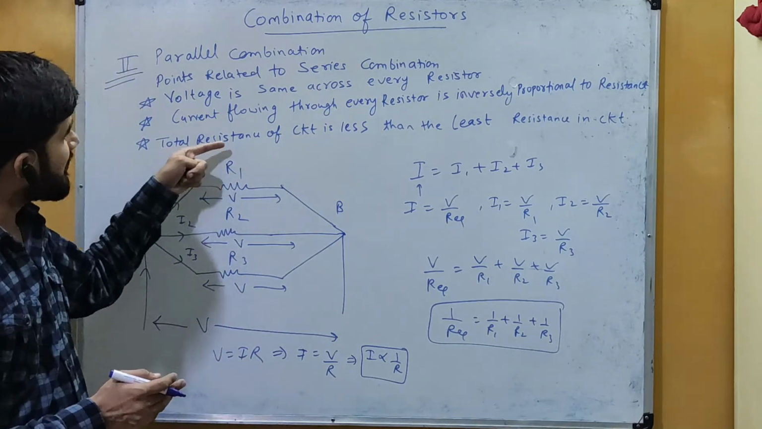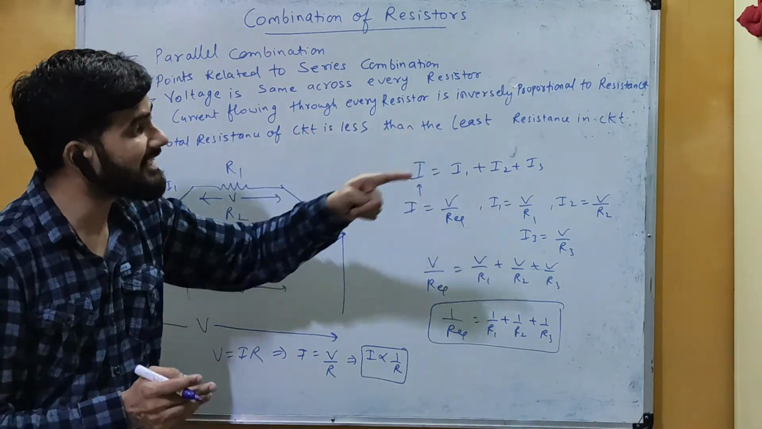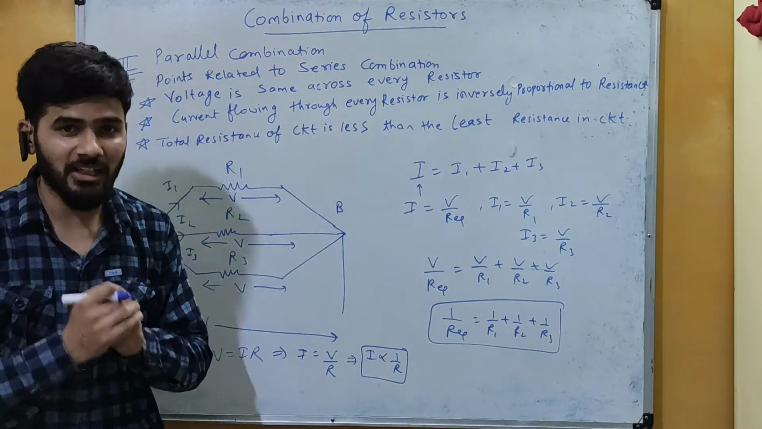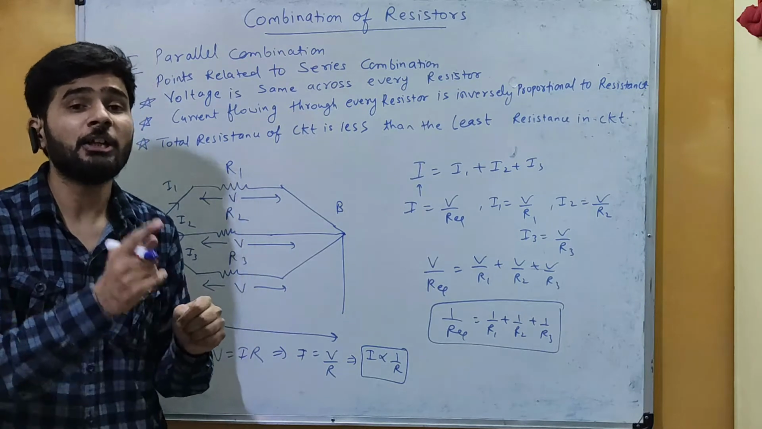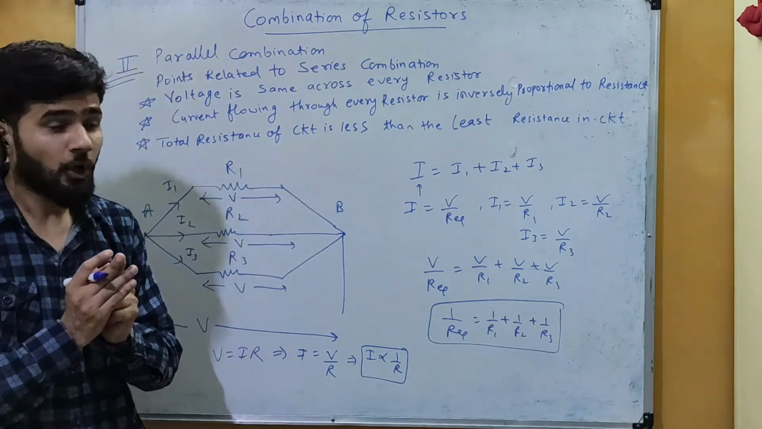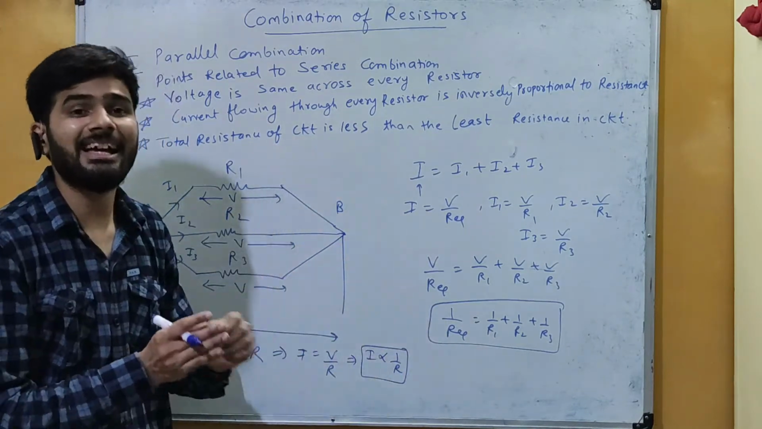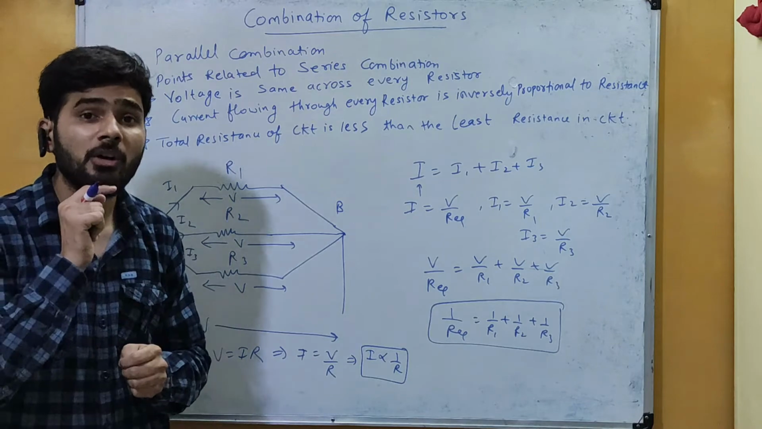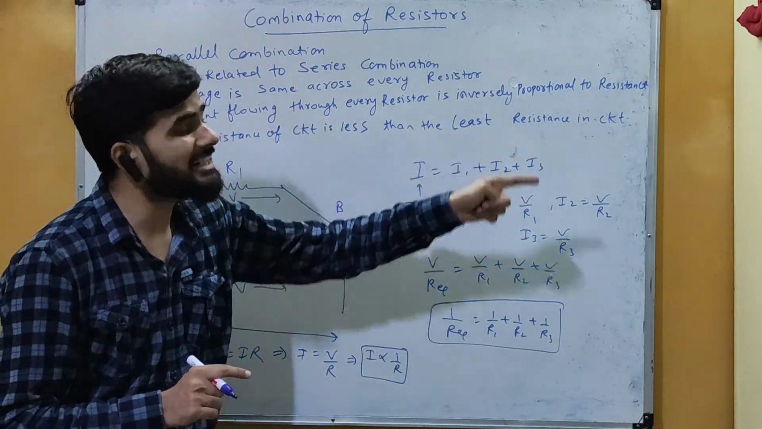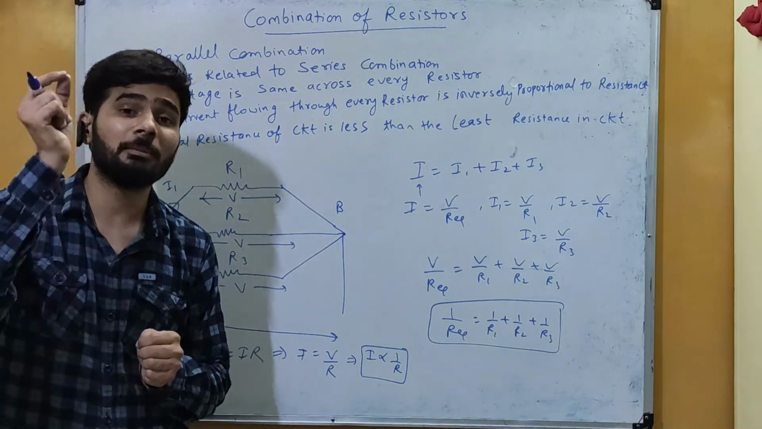Okay, now here we have another point, that is the total resistance of the circuit is less than the least resistance in the circuit. ये exactly opposite है जो हमने third point देखा था in case of series combination. और यहाँ पर क्या है, the total resistance of the circuit, जो equivalent resistance आएगा किसी भी circuit का वो कम होगा किससे, less than the least resistance in the circuit. सर्किट में जो सबसे कम रेजिस्टेंस है उससे भी कम होगा.